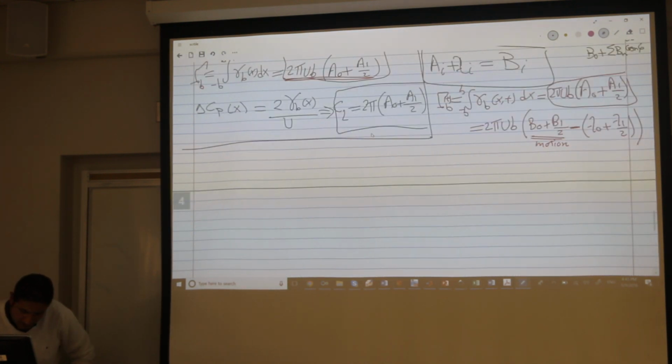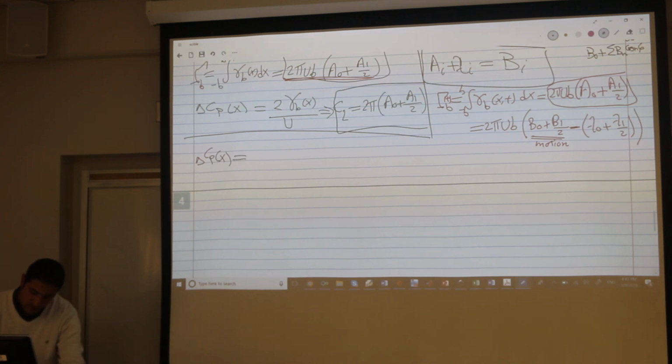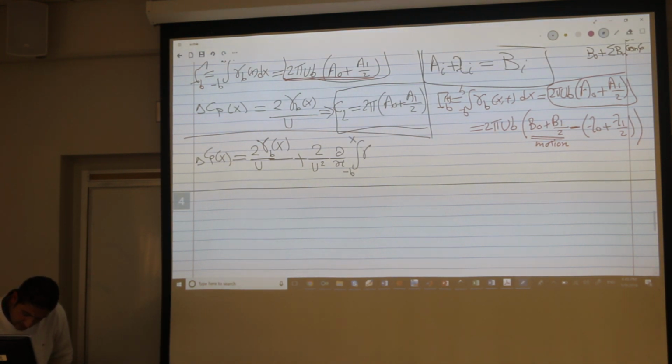So delta Cp, the unsteady Bernoulli now, it's not the steady Bernoulli. Delta Cp at any x is 2 gamma at the same x divided by U, plus a partial t term, 2 divided by U squared, partial t of the integral from negative b to x of gamma bound of x dx. You can see it immediately now.